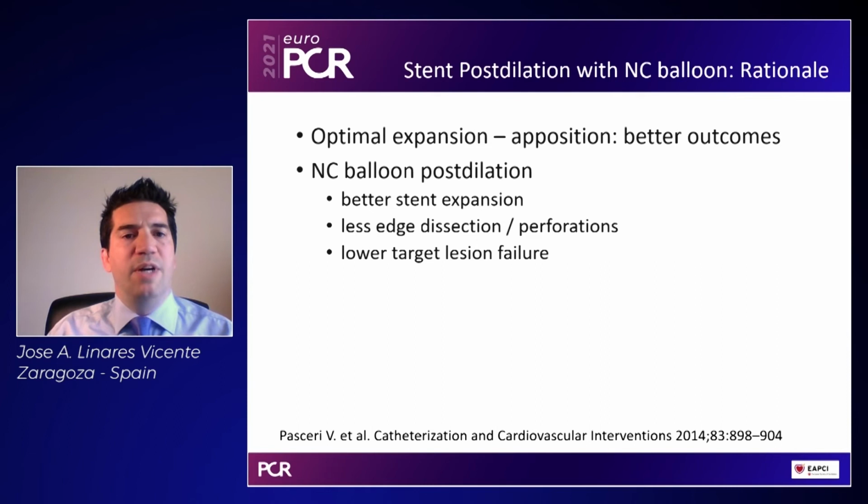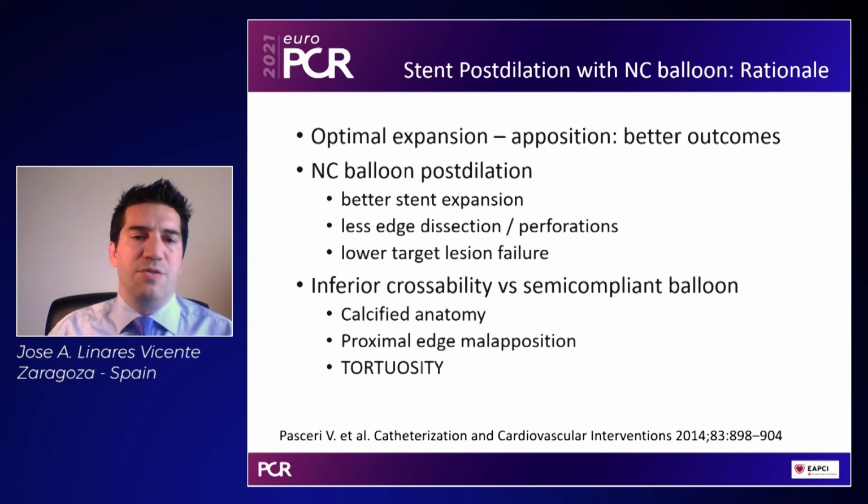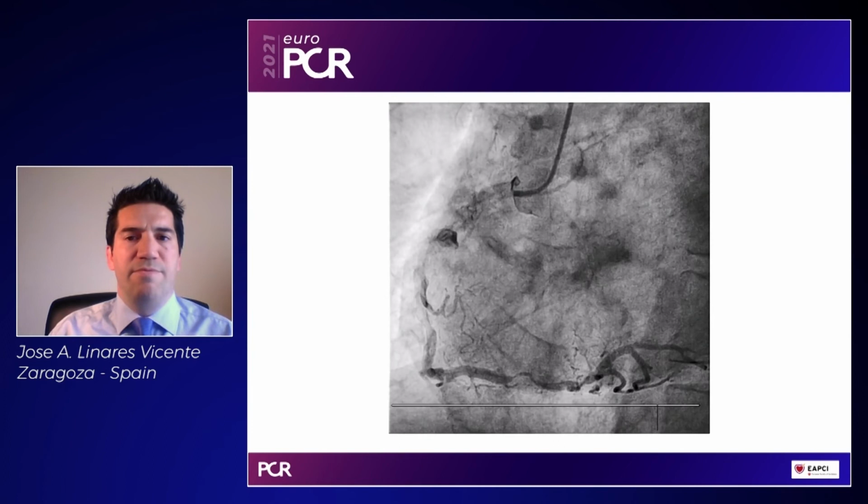As all of you know, optimal stent expansion and apposition are key to improving outcomes. Non-compliant balloon post-dilation, or NC balloon post-dilation, is related to better stent expansion, fewer complications, and lower target lesion failure at follow-up. However, due to their different construction, non-compliant balloons have inferior crossability, which can be an issue in calcified anatomy, proximal stent edge malapposition, or tortuosity, as seen in this angiography.